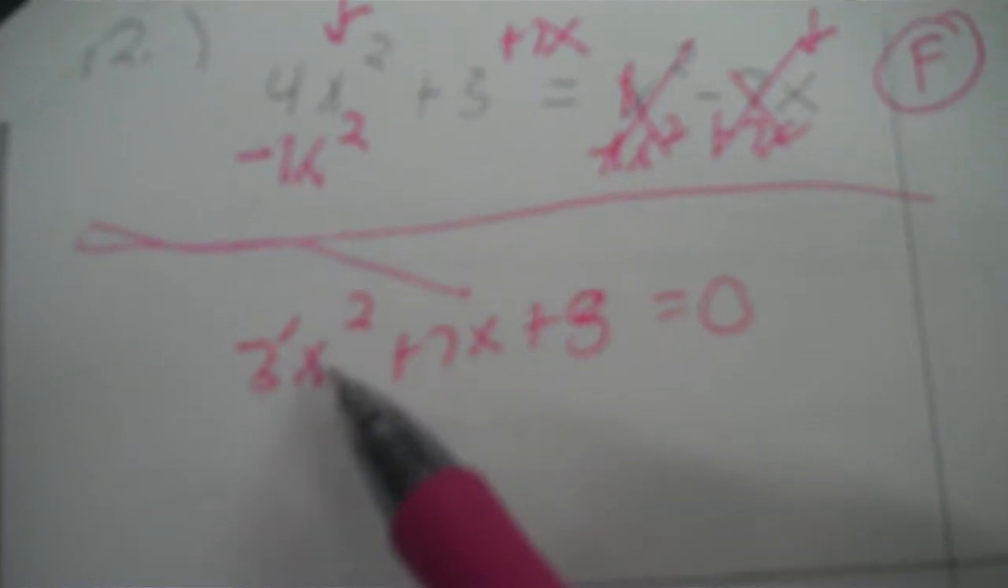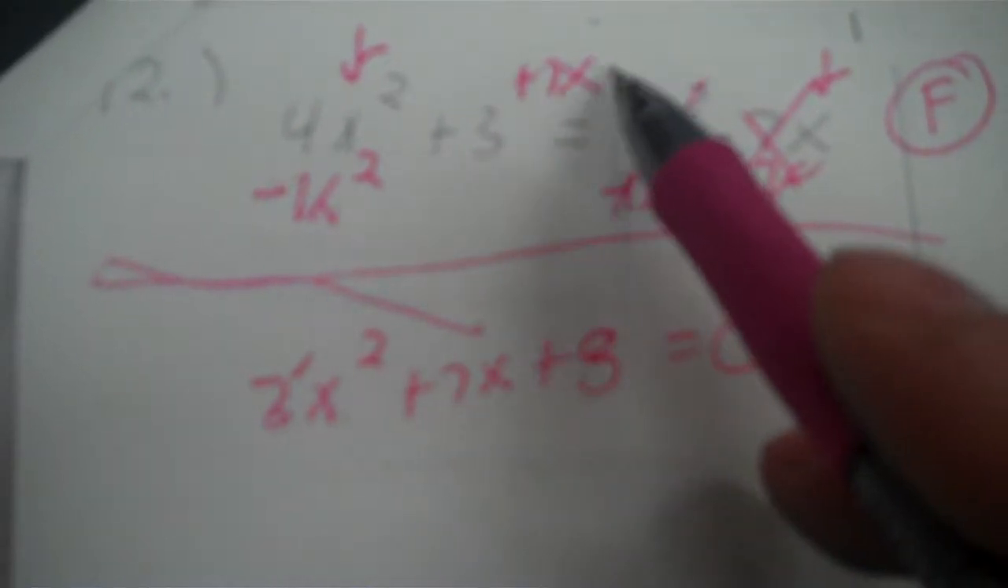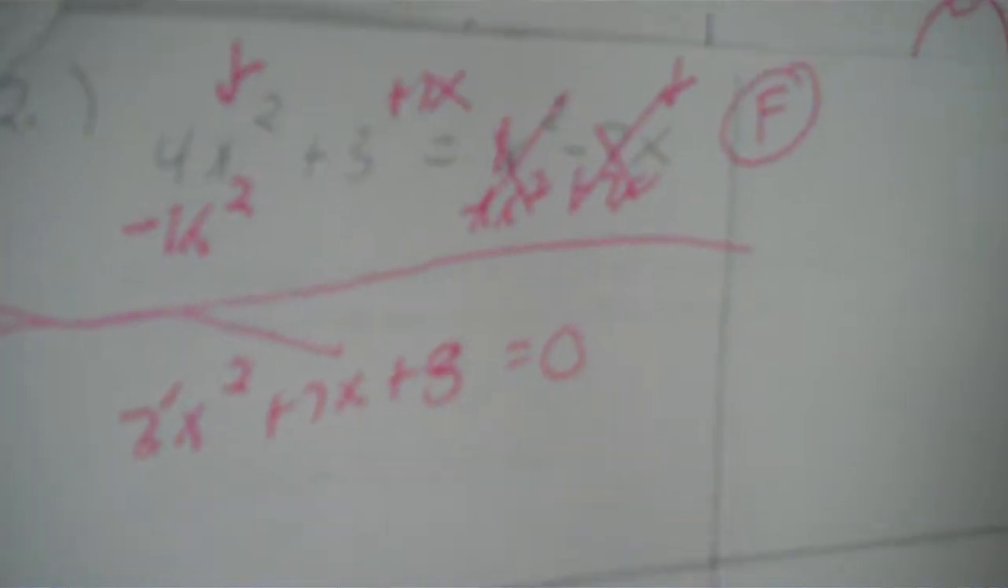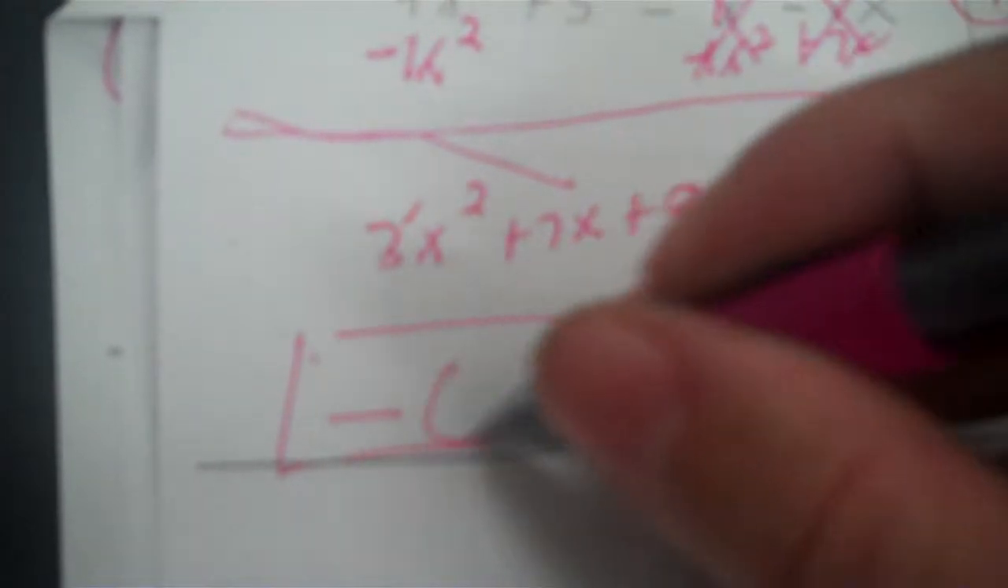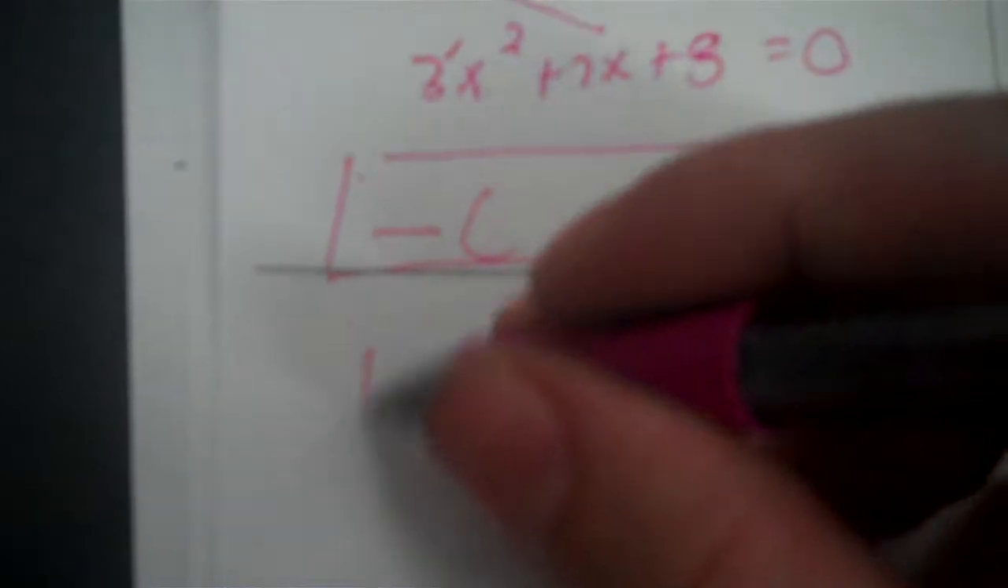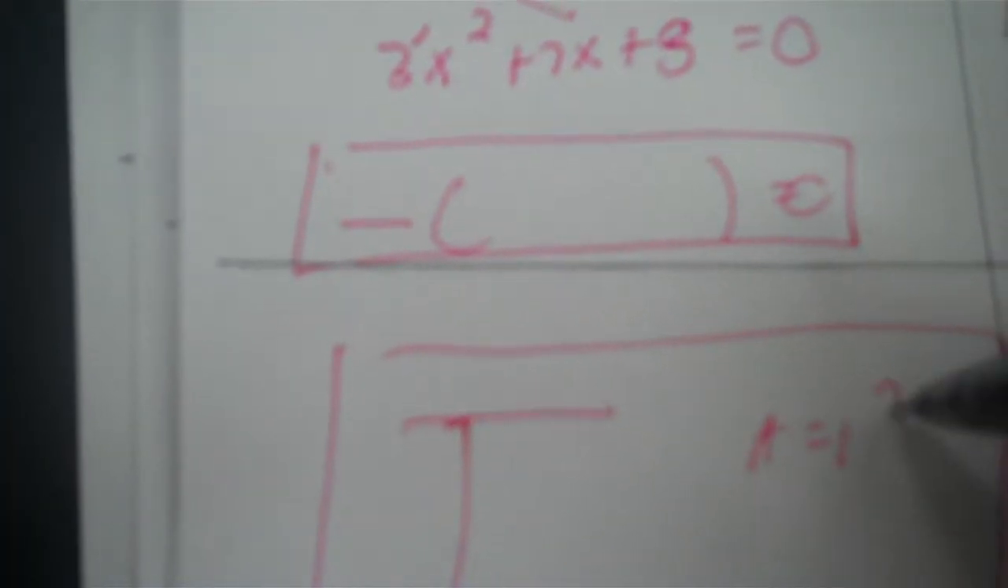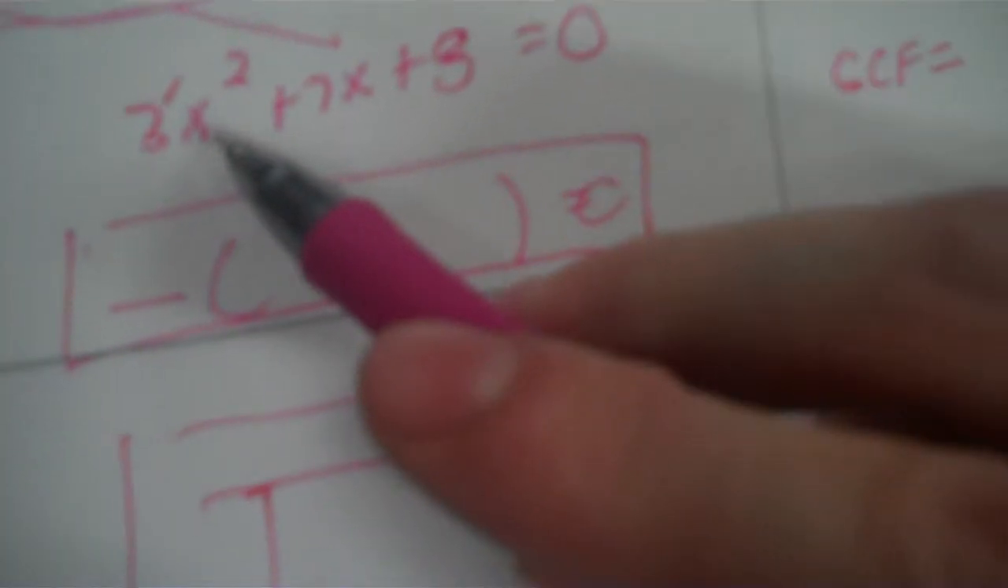Okay, sorry, that's bad writing. 3x second plus 7x plus 3. Okay, now I can see we have 3 terms, so GCF, and then T. Okay, so GCF, I don't have a negative in front, I don't have x on everything. 3 is my smallest coefficient, and I can't really divide all those by 3, so there is no GCF.